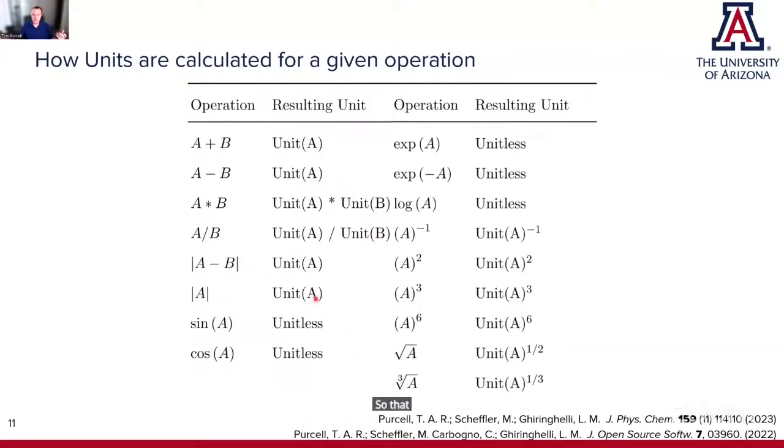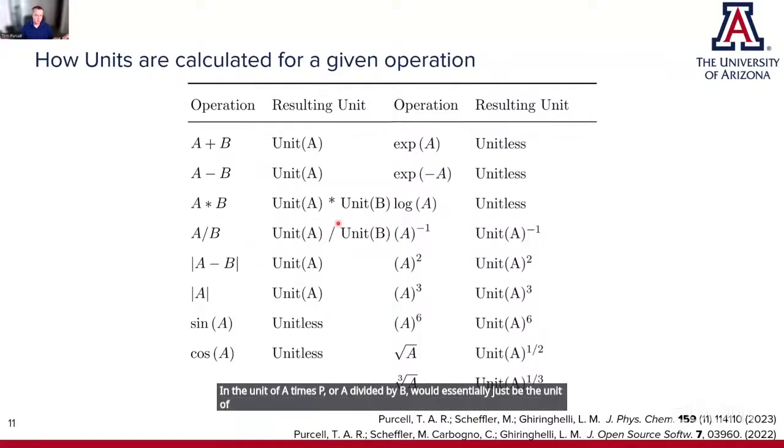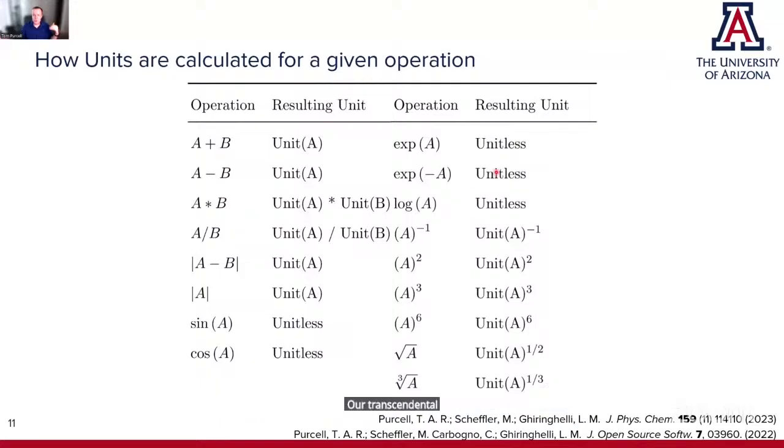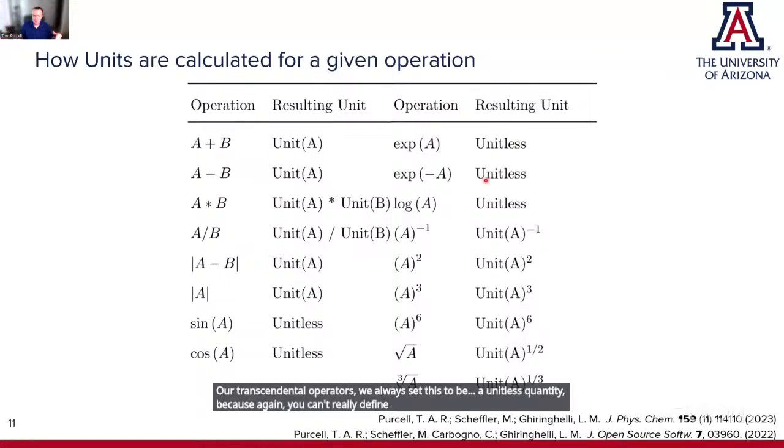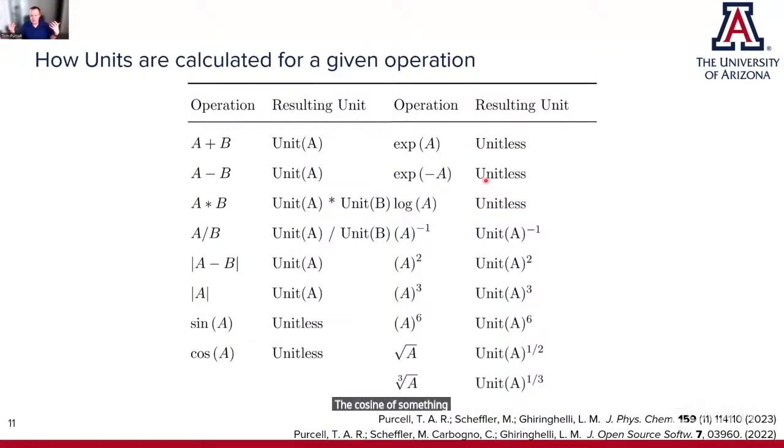So that means that for addition and subtraction, the unit of A plus B will simply be the unit of A, and the unit of A times B or A divided by B would essentially just be the unit of A times B and the unit of A divided by the unit of B. For transcendental operators, we always set this to be a unitless quantity because, again, you can't really define the unit of the cosine of something. It doesn't take on units. It doesn't fit within the algebra itself. And polynomial terms are just treated as if they were multiplication or division.